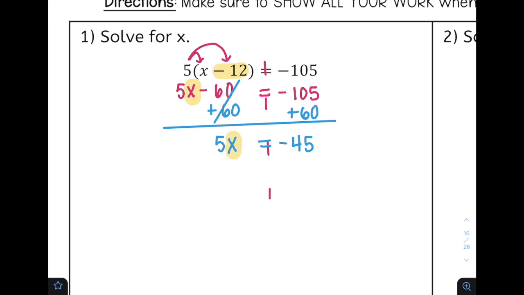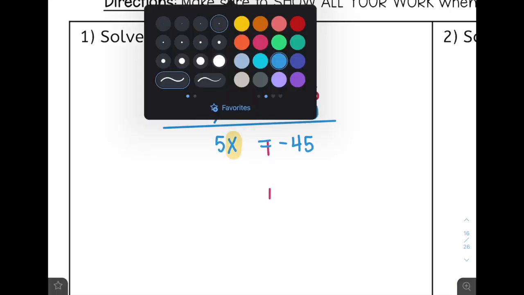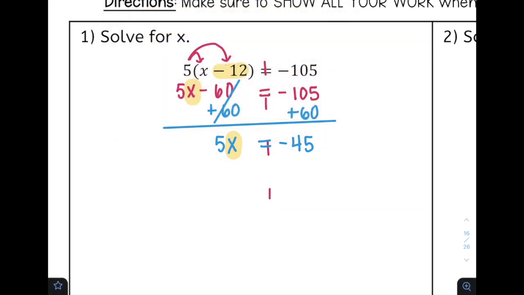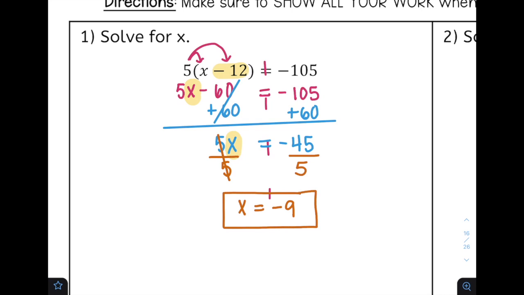I'm still isolating my variable, so that means I have to separate my coefficient and my variable using inverse operations, and since they're being multiplied, I have to undo that and use division. And I want to divide by what I want to get rid of because they're going to cancel out. That means I have to divide by 5 on the other side and get x equals negative 45 divided by negative 5 is going to give me negative 9, and that is going to be my answer. So x equals negative 9.